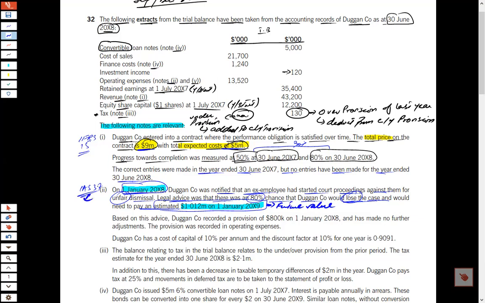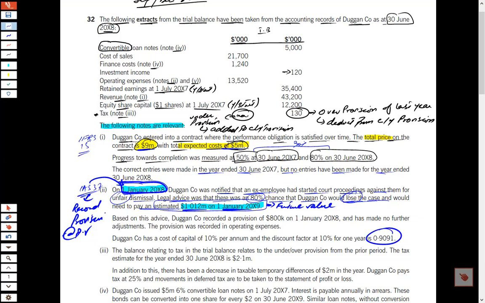IAS 37 asks you to do another thing: record the liability, record the provision, at present value. So this amount of 1.012 million is payable on 1st Jan 2009, and you are working on 1st Jan 2008, exactly 1 year before. So at this point in time, you would be recording the amount at present value, and the future value is given as well as the discount factor. So what next is there?